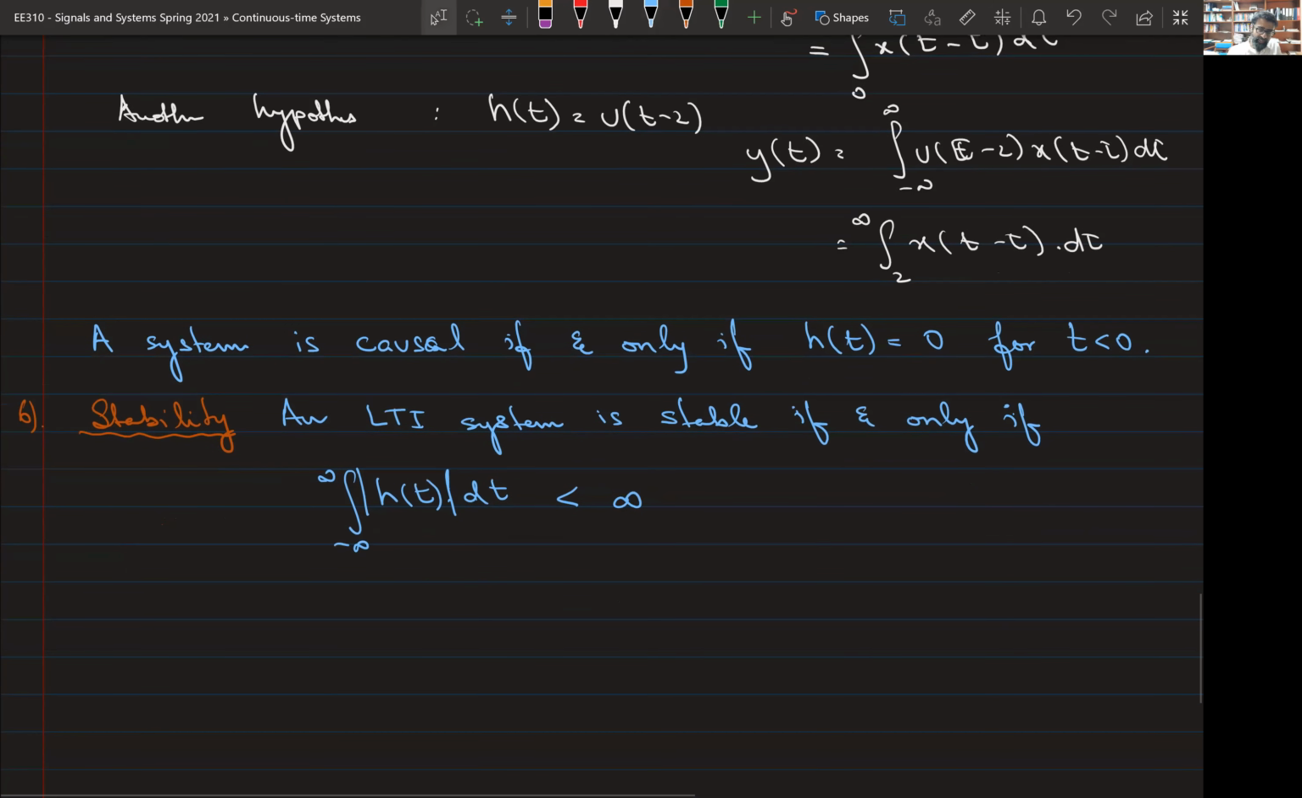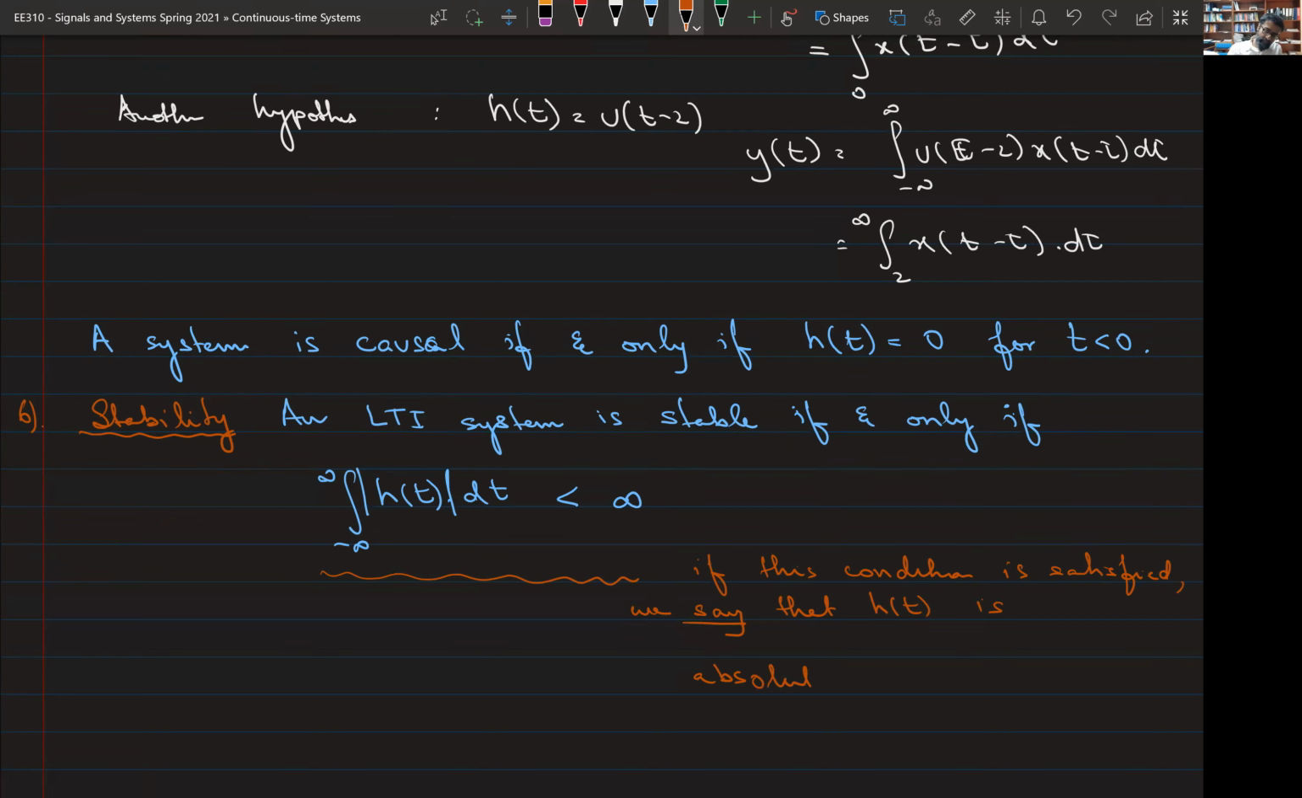And if this condition is satisfied, we say, so that's a definition that we have, that the impulse response h of t is something called absolutely integrable. That's some jargon that we come up with. Okay? So that's when the system is going to be stable.